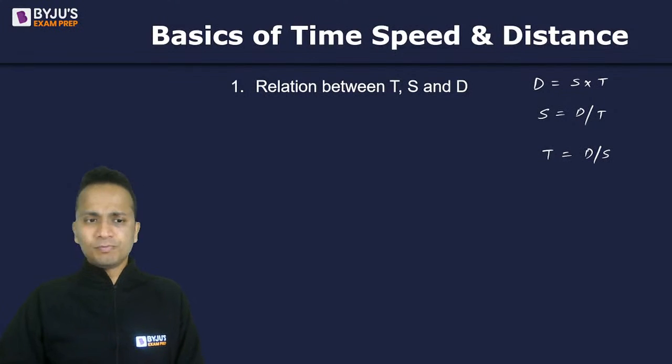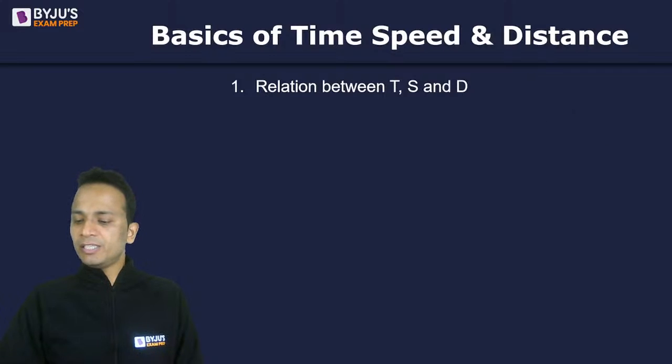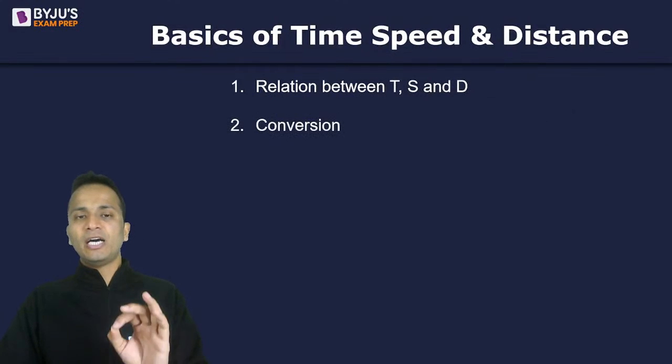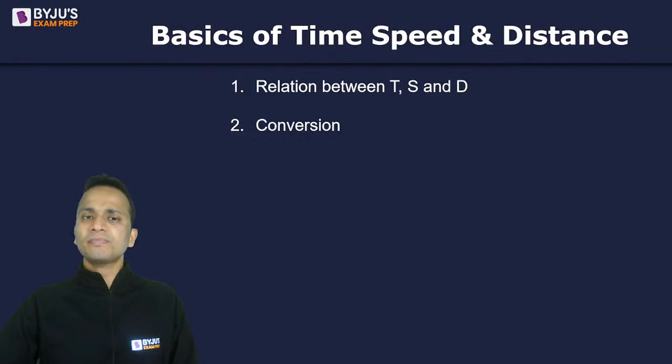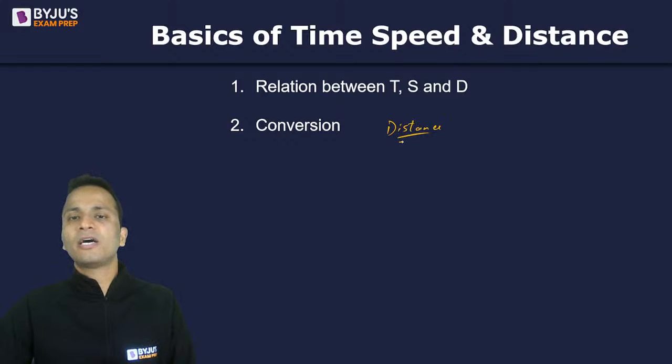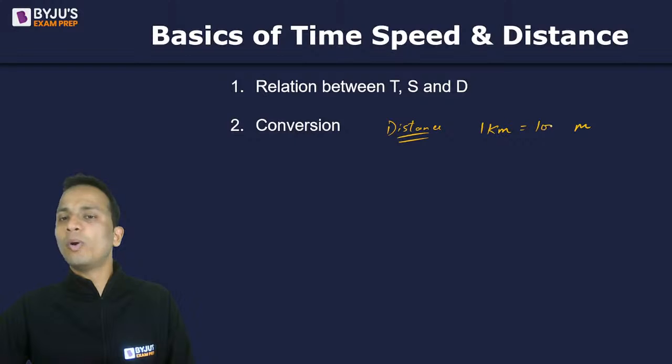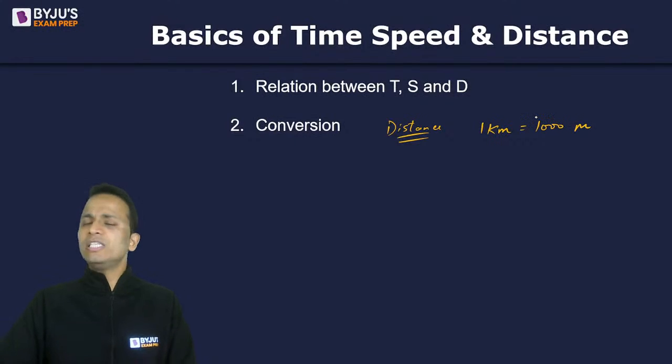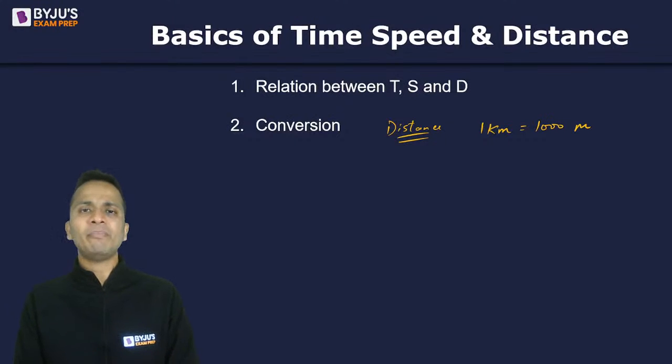Okay. Now, the important thing about time, speed, distance at the initial stages is understanding the conversion between the different units of time, speed, and distance. So first of all, distance. Generally, the units used for distance are kilometers and meters. The conversion is 1 kilometer is equal to 1000 meters. These are two units that are frequently used in the examination.